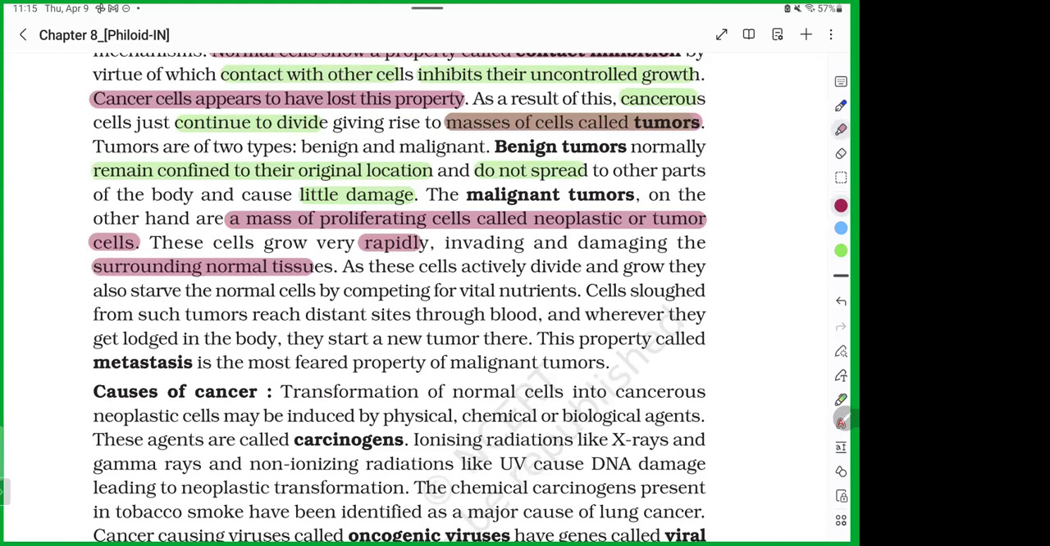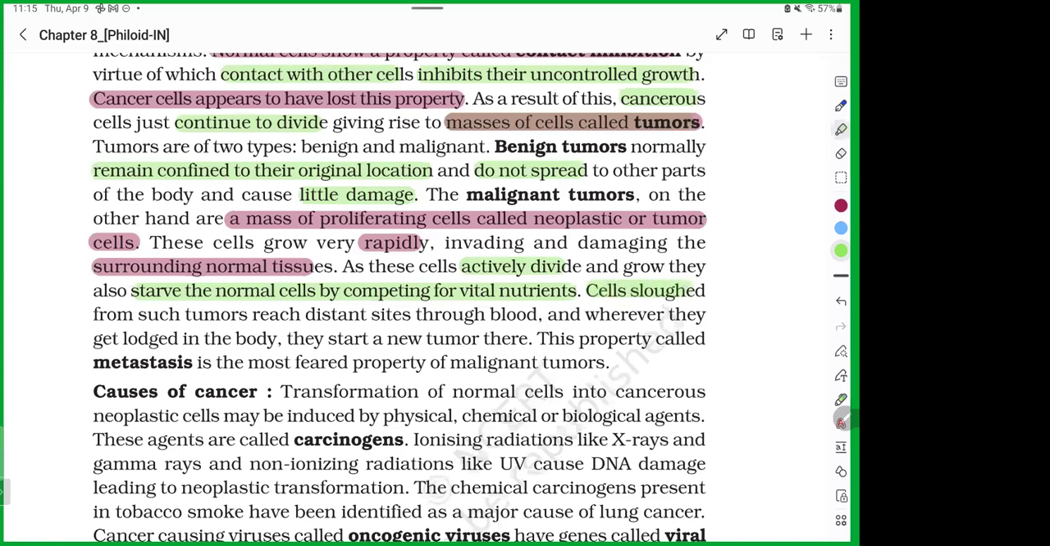So they divide actively and very quickly, and grow and starve the normal cells by competing for nutrients. Because you have cancer cells and you have normal cells. Cancer cells are dividing fast, so they need more nutrition. So cancer cells will take all our nutrition and normal cells will not get it. So there are two types of loss. The cancer mass is growing and normal cells are dying. Right?